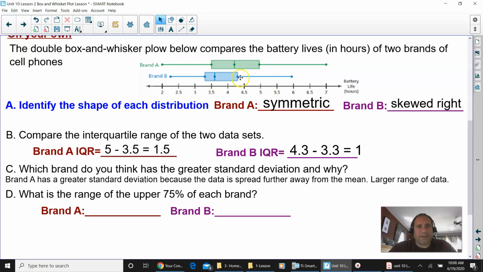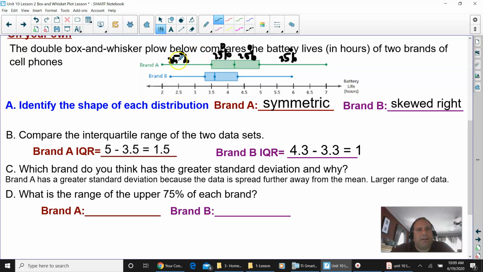Remember, upper 75%. So we're talking about just this part. Just this part. 75%. Upper 75%. All right, this is 25%. If we put 25%, 25%, go look at what I did right here. I put 25%, 25%, 25%, and 25%. So the upper 75% would consist of this, and this. That would be the upper 75%.